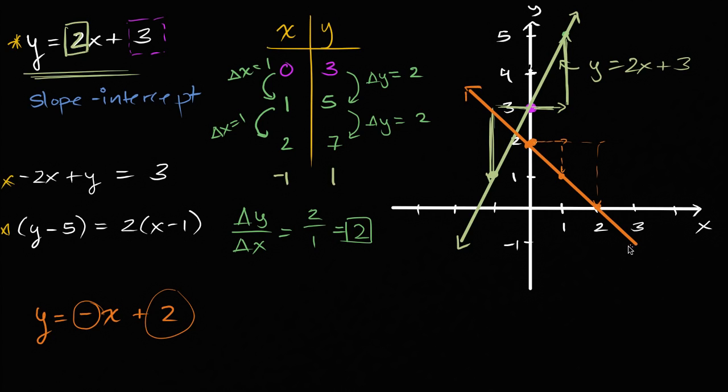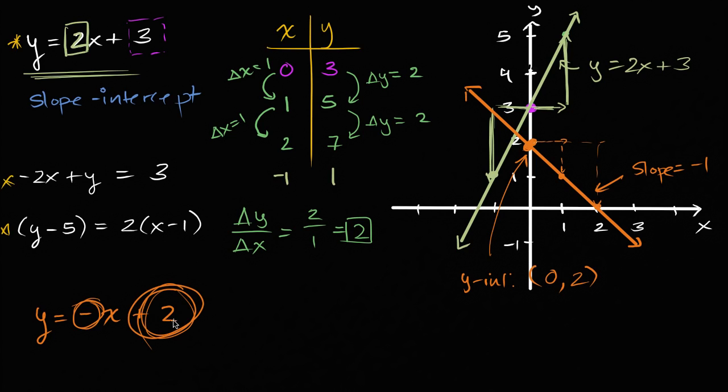So from slope-intercept form, it's very easy to figure out what the y-intercept is, and very easy to figure out the slope. The slope here is negative 1. That's this negative 1 right over here. And the y-intercept is the point 0, 2. Very easy to figure out, because essentially that gave you the information right there.